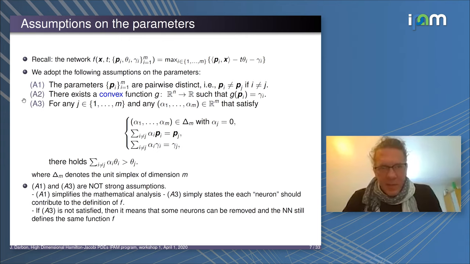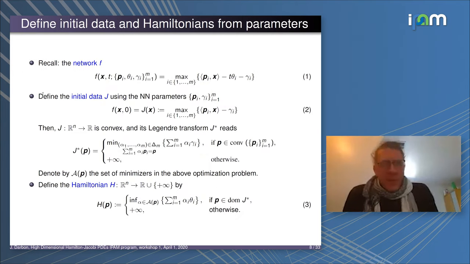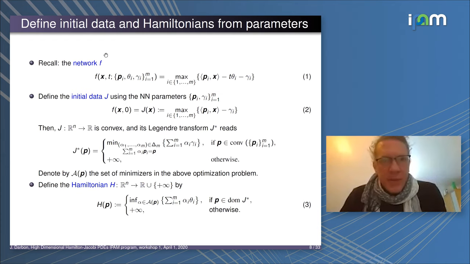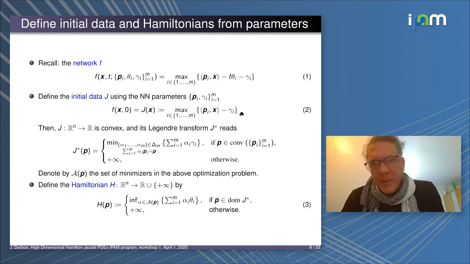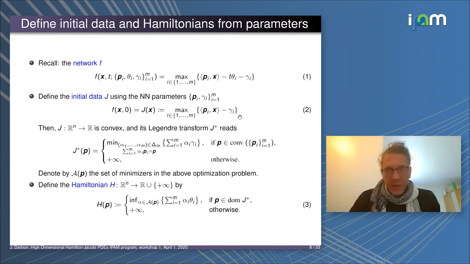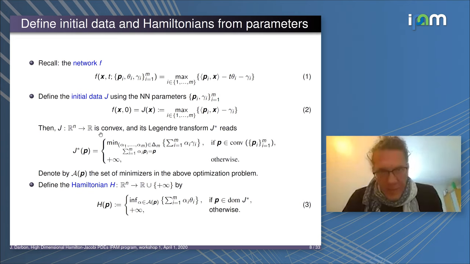All right. So I insist, that assumption is crucial. This is the restriction that we have. So once you have this assumption and that neural network, then the initial data is naturally defined by looking at your neural network when t equals zero, and that tells you that the initial data must take this form. It's simply by looking at the definition of the function and you put t equals zero. Then, as you mentioned, g is convex. We can compute analytically the Legendre transform of this function, and it reads as follows. It's the minimum over some parameters in the simplex of linear terms.